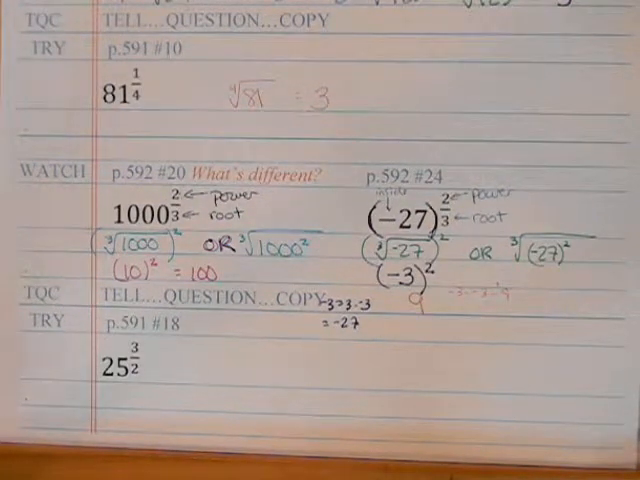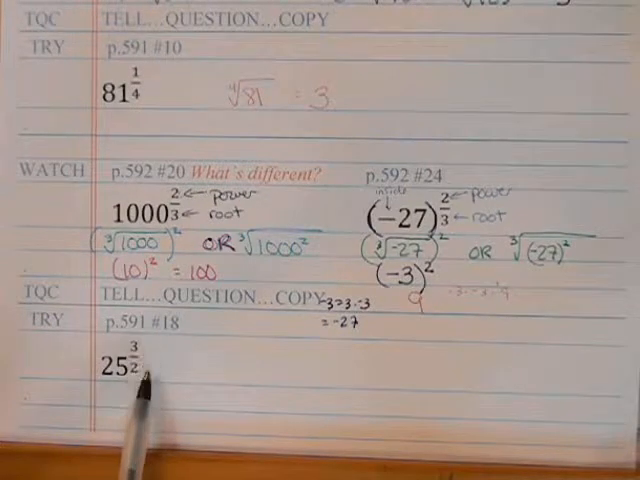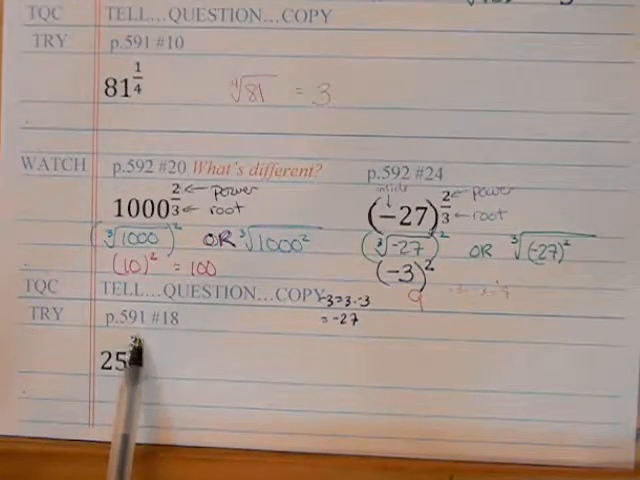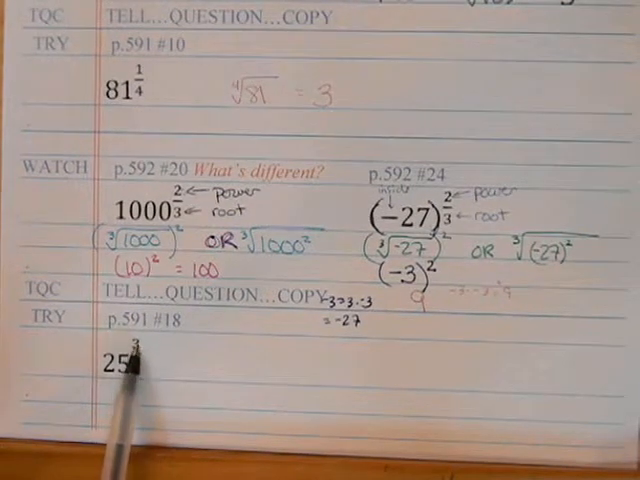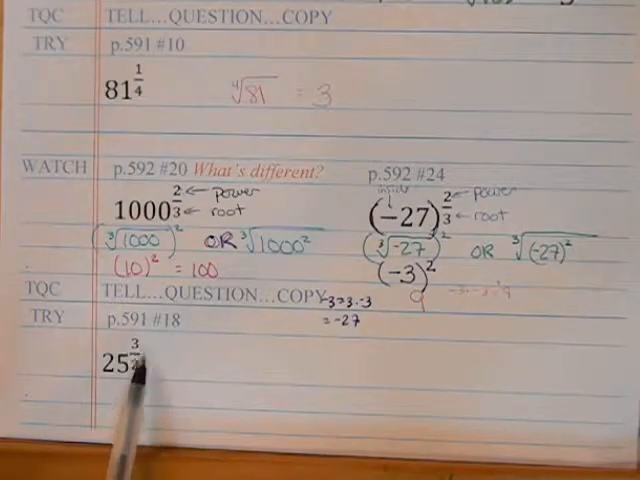And now you have a chance to try one. Number 18 is your chance, 25 raised to the 3 halves. Notice here, it's not 2/3, it's 3 halves. Just because the top is bigger than the bottom doesn't change it. The top is still the power, the exponent, the bottom is still the root, the index for the radical. So watch for that here.